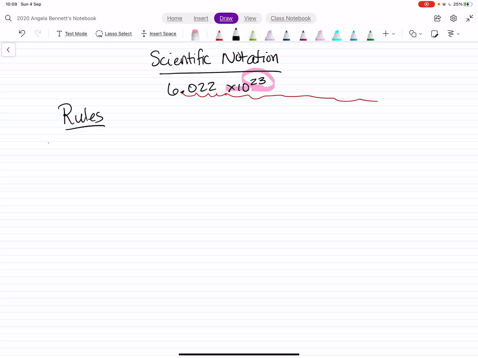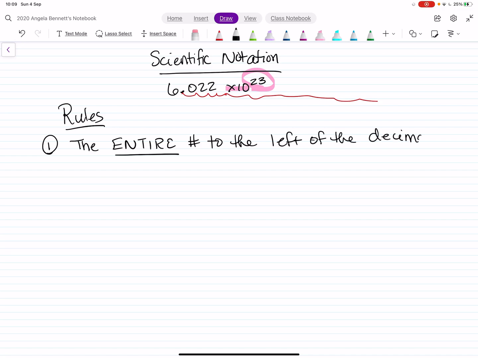All right, so rule number 1 is that the entire, in caps, right? So it means really important. The entire number, I got to write the to the left. There we go. To the left of the decimal must be between 1 and 9. So that means the entire number.